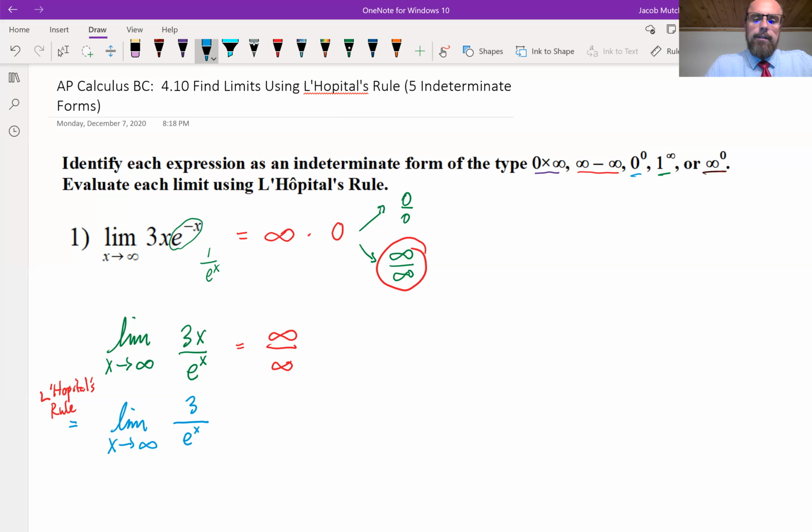And at that point, again, I can try direct substitution. This is now going to be 3 divided by e to the power of infinity, which is essentially 3 over infinity. And as that denominator becomes larger and larger, this value is going to become 0. And that concludes that limit. So again, just to recap, I want to figure out which of the 5 indeterminate forms I have, and then transform it into one of the 2 indeterminate forms before applying L'Hopital's rule.